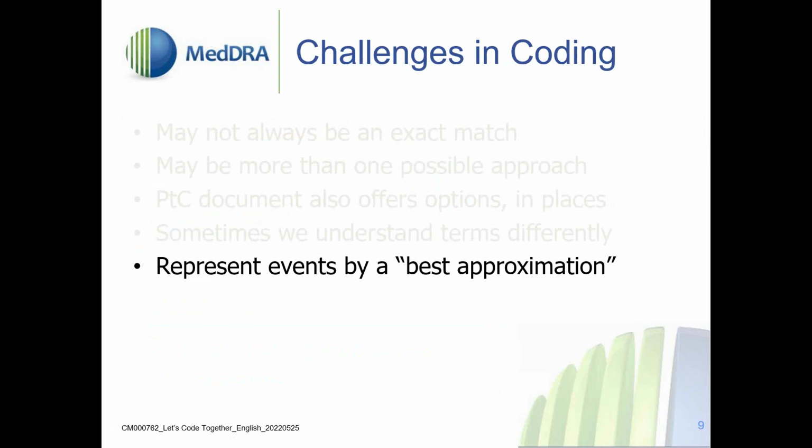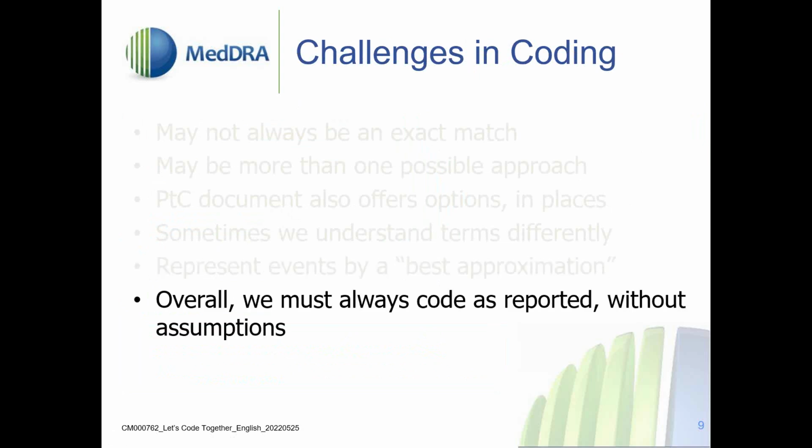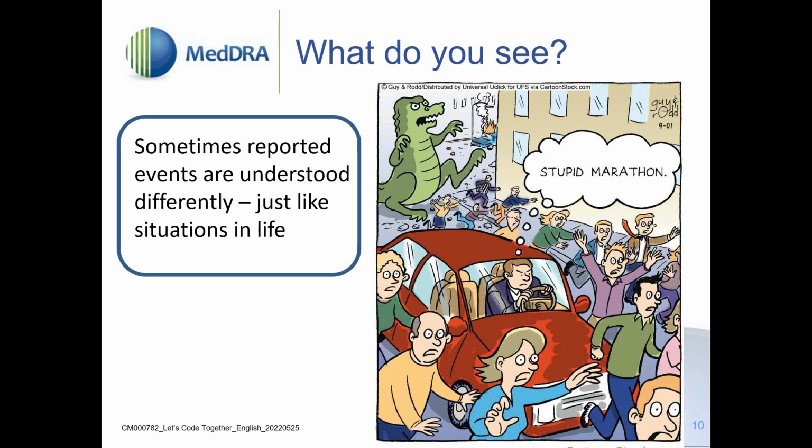So when we are coding, what we're doing is we represent the events that have been reported by what we like to call a best approximation. But overall, the golden rule we say is that we must always code as reported without making any assumptions about the reported term and its meaning.